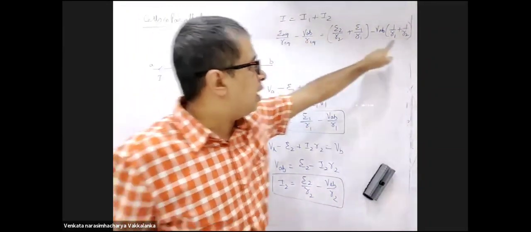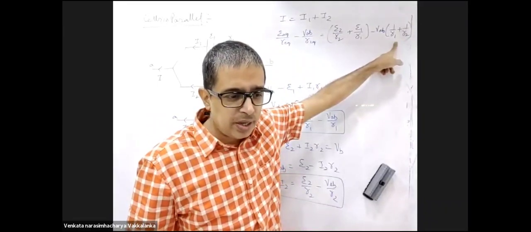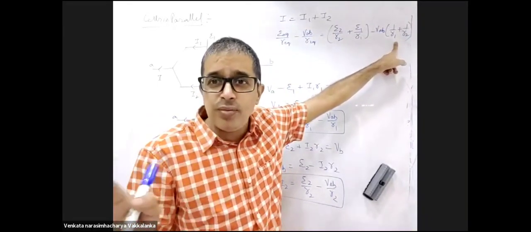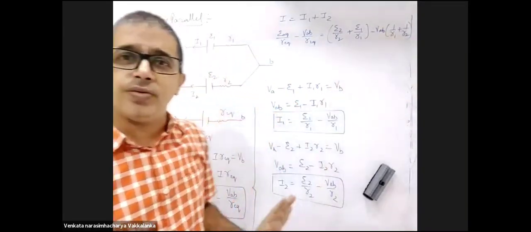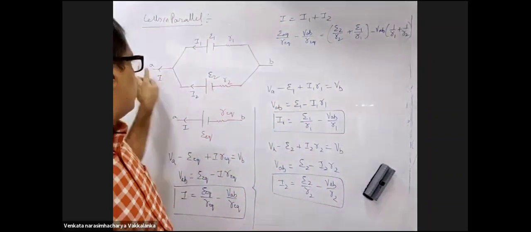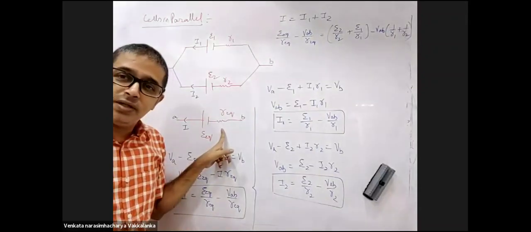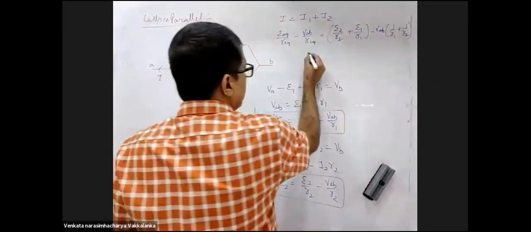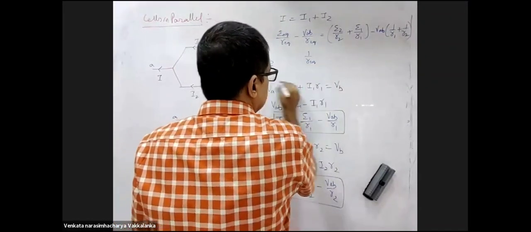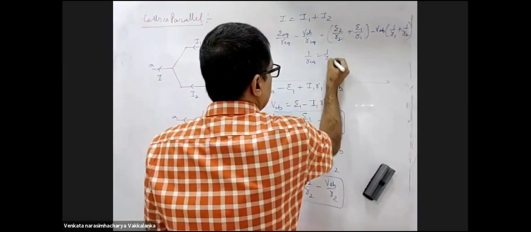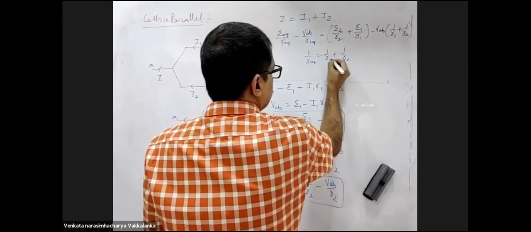Are you getting 1 by R equivalent as 1 by R1 plus 1 by R2? I have made no assumption. You got that as a consequence. You have applied only Kirchhoff's voltage law along this branch and this branch. You get 1 by R equivalent is 1 by R1 plus 1 by R2.